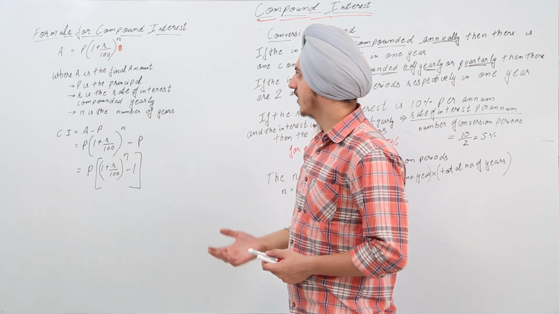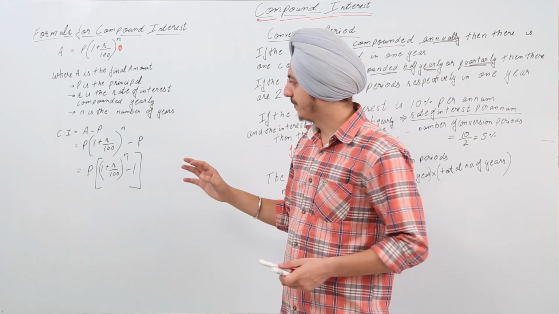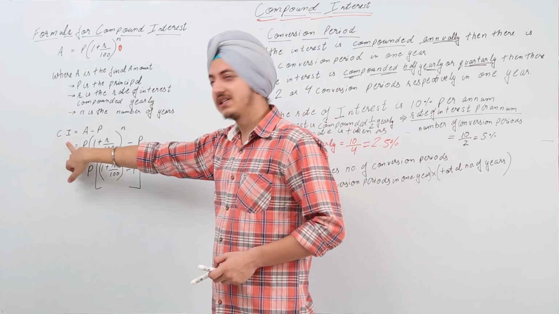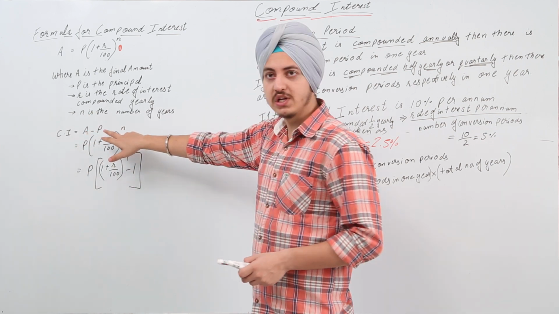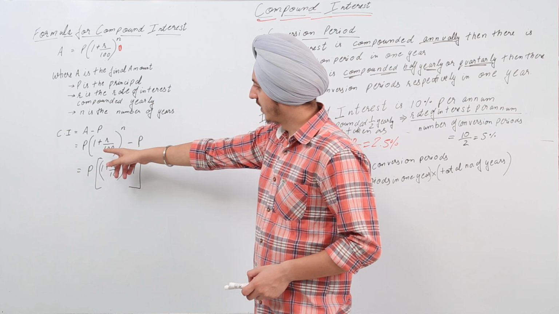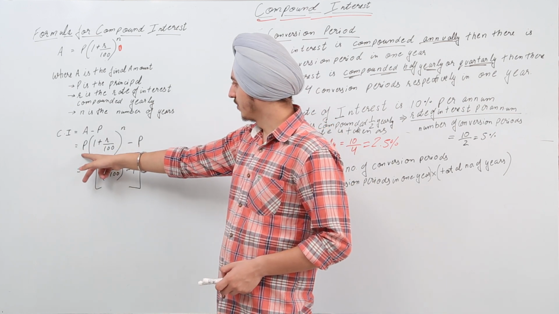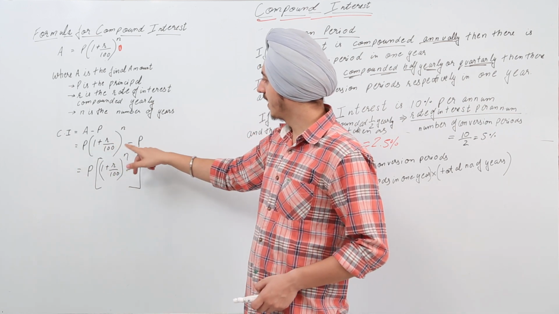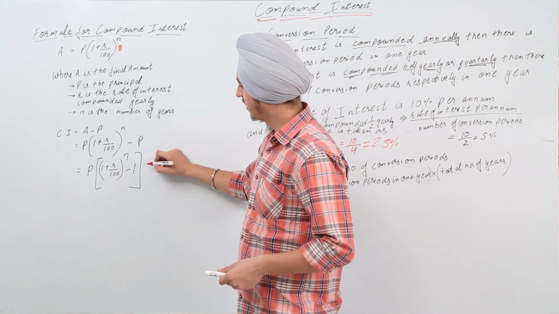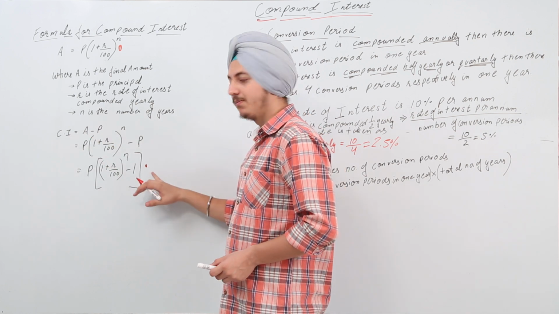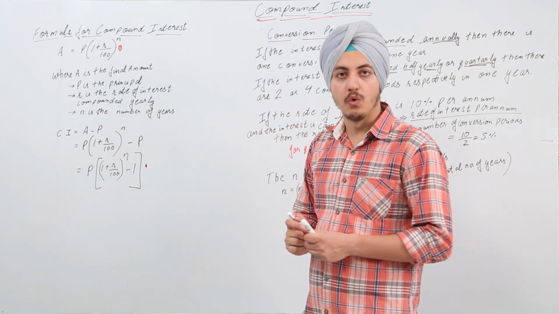And now how do we calculate the compound interest from here? The compound interest, as we all know, is equal to the amount minus the principal. So what we do here is we take the amount, that is P into (1 plus R by 100) raised to power n, minus P. So this comes out to be the formula of the compound interest as a whole.